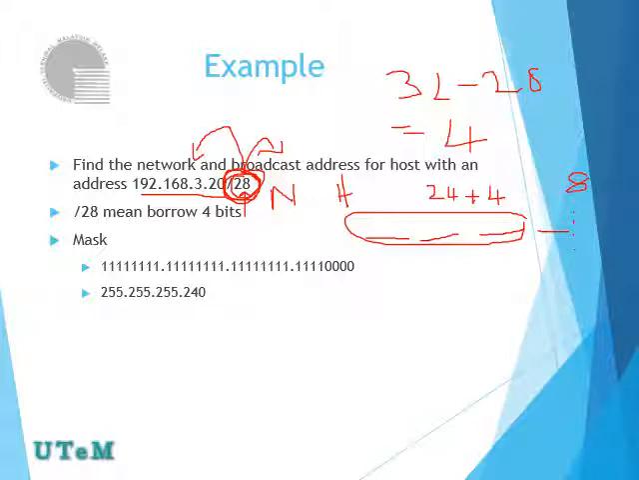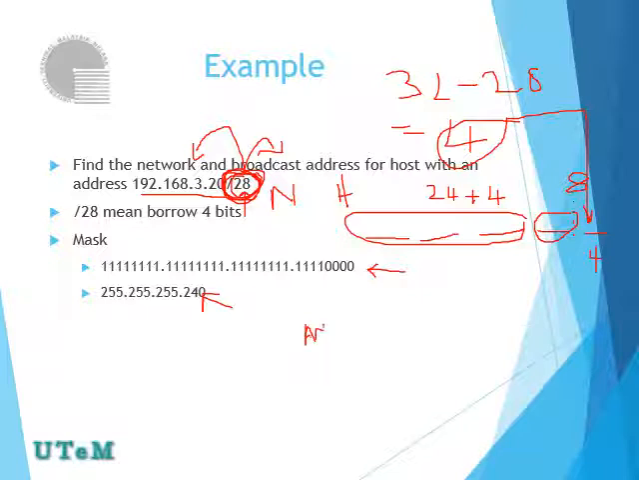Now the first 4 bits will become net, because the total is 28, and the last 4 bits over here will become host. The last 4 bits are the host. So you can represent it like this. This is /28, or equal to this. Based on this, you can determine the network address by using an AND operation.